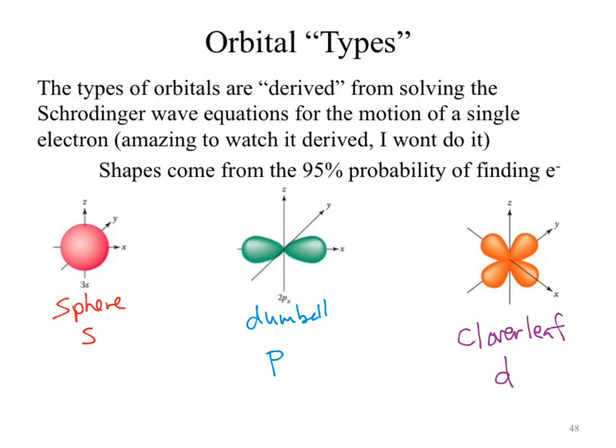The P-type can fit how many electrons? Six, because there's three orientations. How many columns in the P block? Six. The D-type orbitals can fit how many electrons? 10. How would you figure that out? Count the columns in the D block.